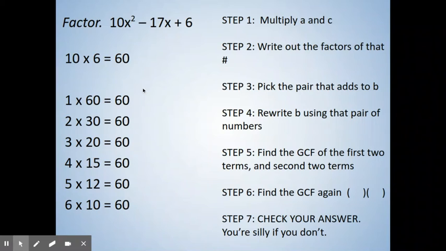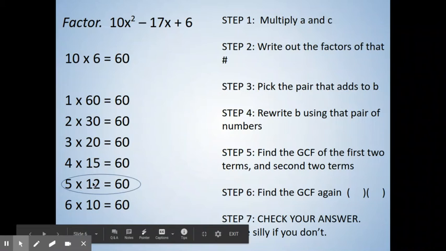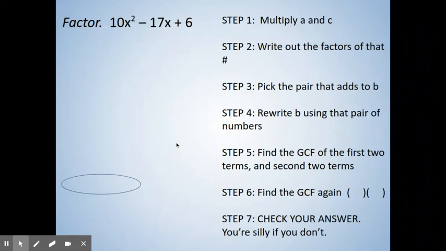So you can use these signs to help you figure out which combination you need. The pair we want to go with, though, is that 5 and 12, just for what I said. If I make them both negative, that would get me to negative 17, and a negative times a negative would give us that positive 60 we're looking for. Now that we know we want 5 and 12, what are we going to do with them? Well, we want to rewrite this middle term using that 5 and 12. Now, I already mentioned earlier they're both going to be negative. So we can write 10x squared minus 5x minus 12x plus 6.